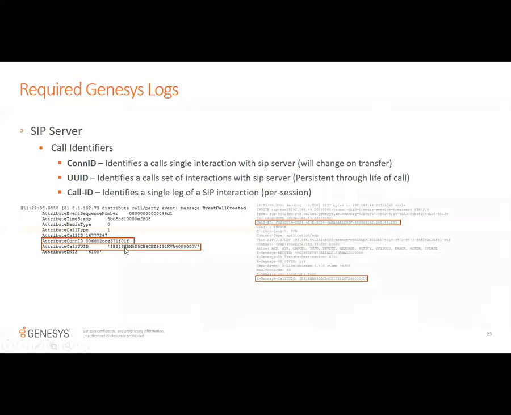So here you have some examples of where you would find these. So here you have an event call created, which has your con ID and your UUID. And here's an example of an MSML request that would go to GVP. Here you can see the call ID, and you can see a matching UUID. You would use these in tandem with each other to troubleshoot call flow issues or anything like that that go between SIP server and GVP.